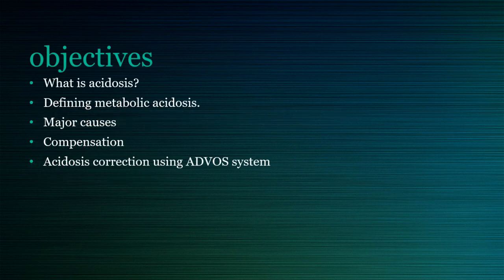So, these are the objectives that we are going to cover. First off, we're going to cover what acidosis is in general, and then move to defining metabolic acidosis. Then we will look at four major causes of metabolic acidosis, as well as some compensation efforts to return the pH back to normal.